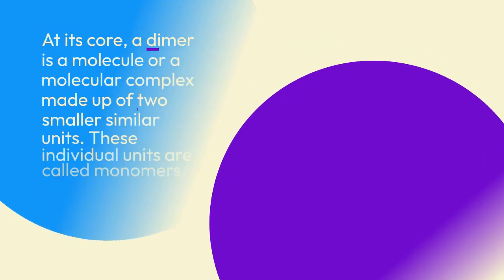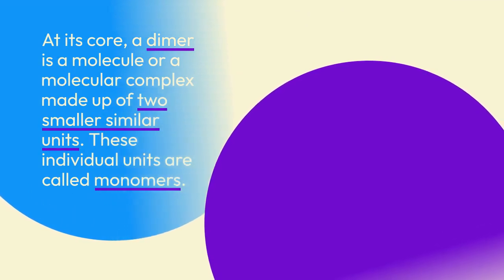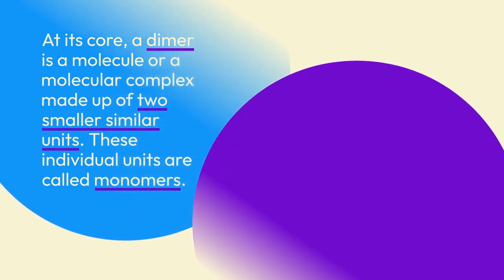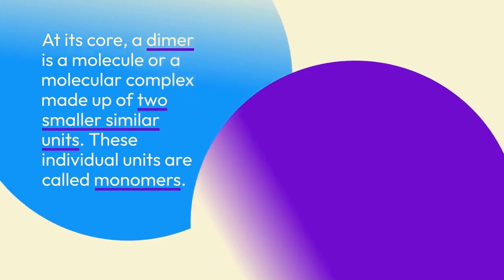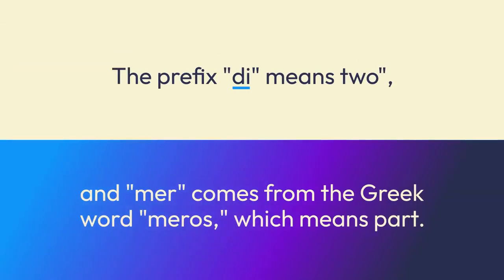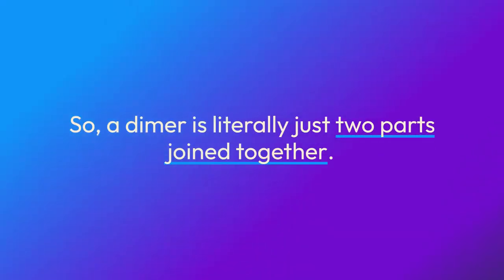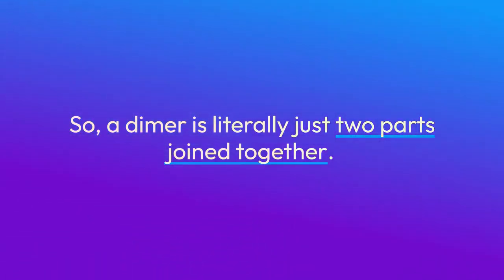At its core, a dimer is a molecule or a molecular complex made up of two smaller, similar units. These individual units are called monomers. The name itself gives you a perfect clue. The prefix di means two, and mer comes from the Greek word meros, which means part. So, a dimer is literally just two parts joined together.